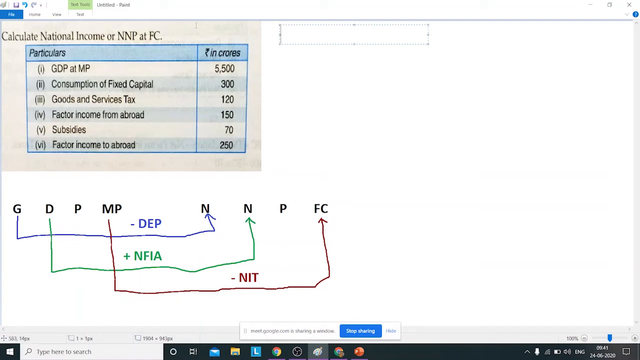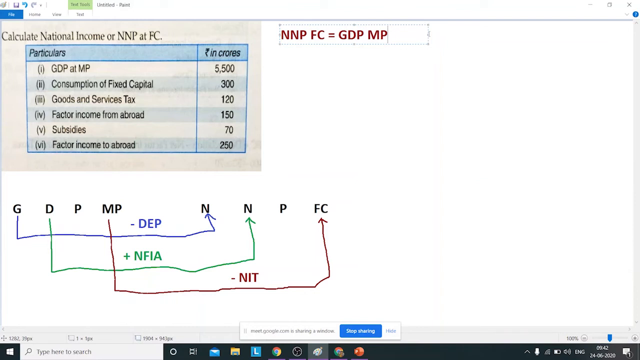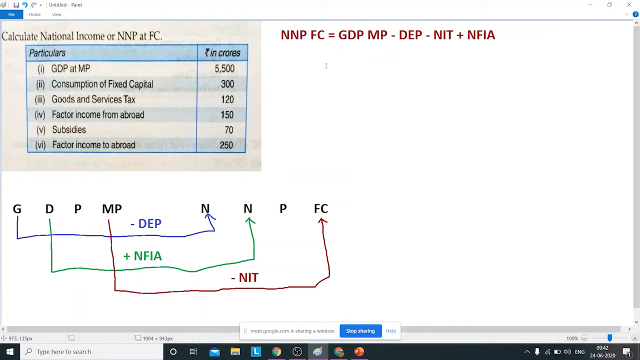That is, I want to find out NNPFC. NNP at FC is equal to, here they gave me GDP MP. So GDP MP, then minus depreciation, then here minus NIT, then plus we have to add NFIA. So plus NFIA. Okay, so this is the formula. Write down till this, then we will proceed.